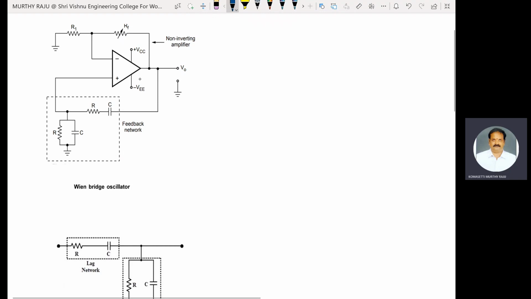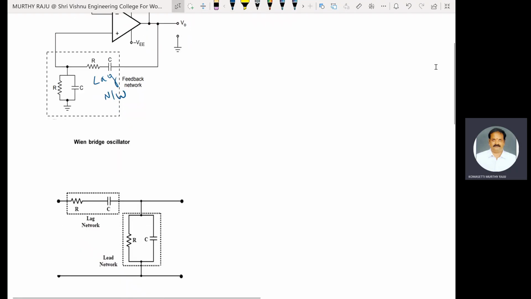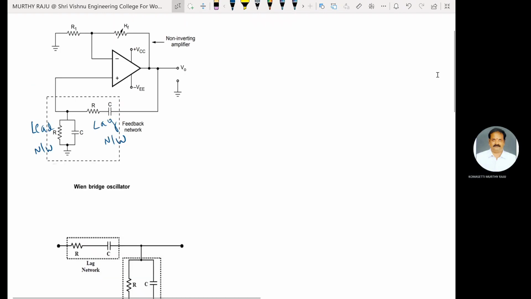This op-amp is in non-inverting configuration. This one is the lag network. Lag network means R and C are connected in series. And this one is the lead network. The lag and the lead network act as a feedback network for this Wien Bridge Oscillator.